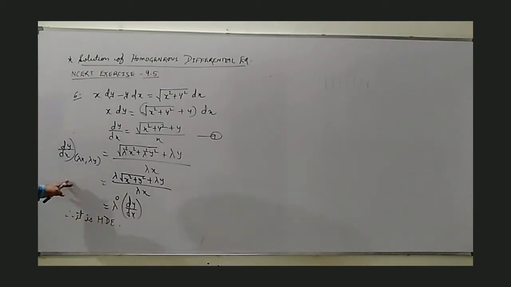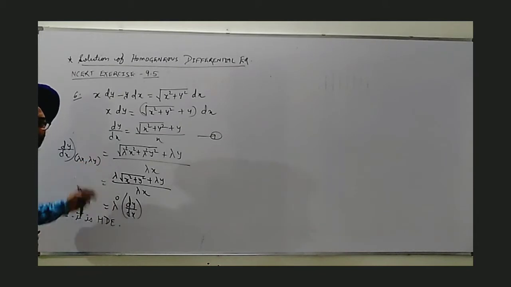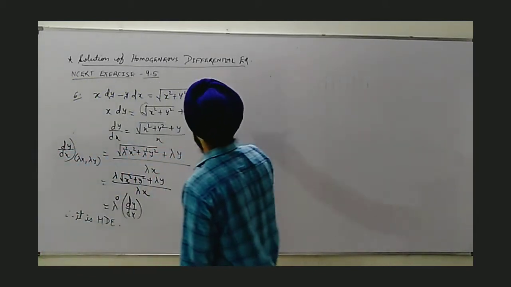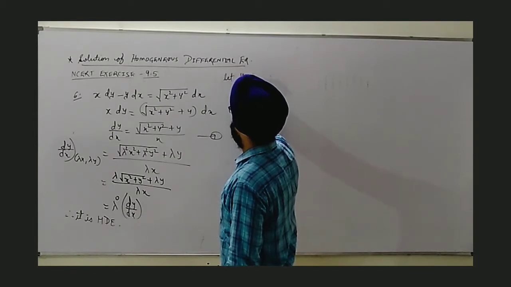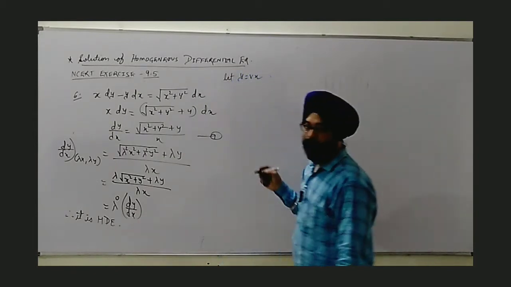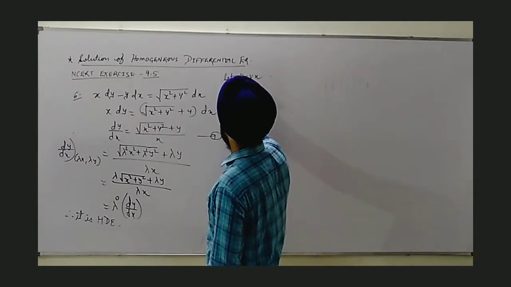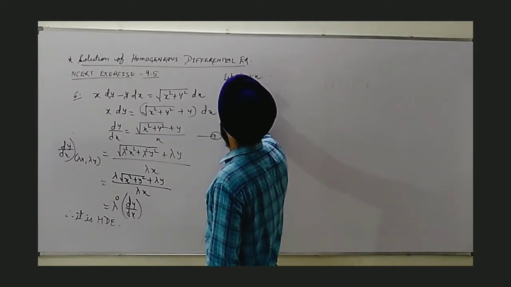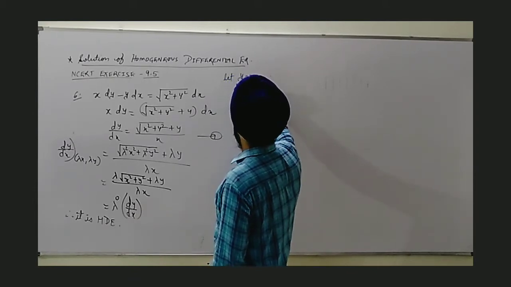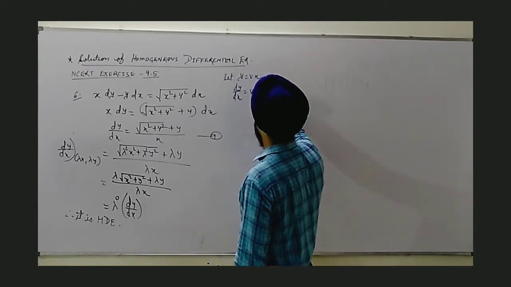This is, as I generally say, very easy for students. Now we will solve. The solution will start like this: let y is vx. In equation number 1, we need to put the value after differentiation. When we differentiate, we get dy by dx equal to v plus x dv by dx.